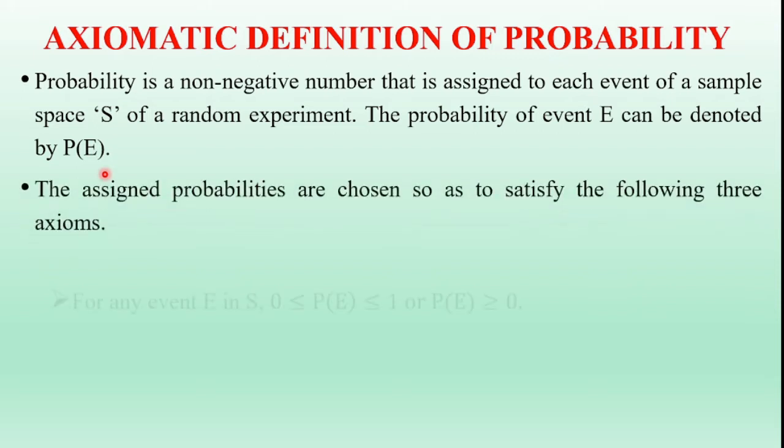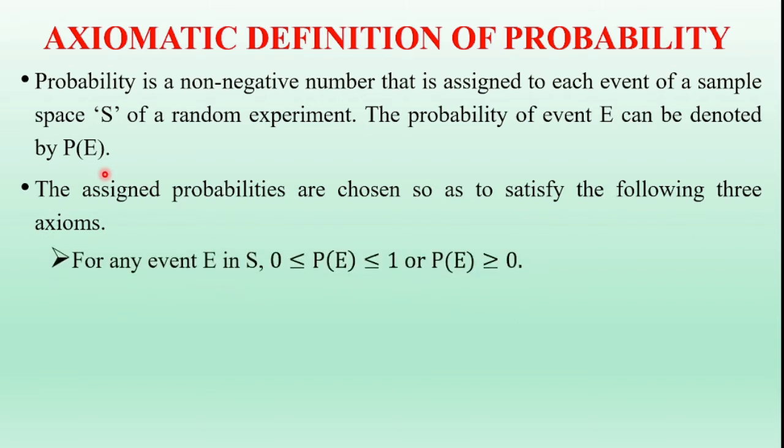three important axiomatic conditions. The first axiomatic condition is, for any event A in the sample space, 0 is less than or equal to P(E), which is less than or equal to 1. That is, the probability of E is always greater than or equal to 0, a non-negative real number.